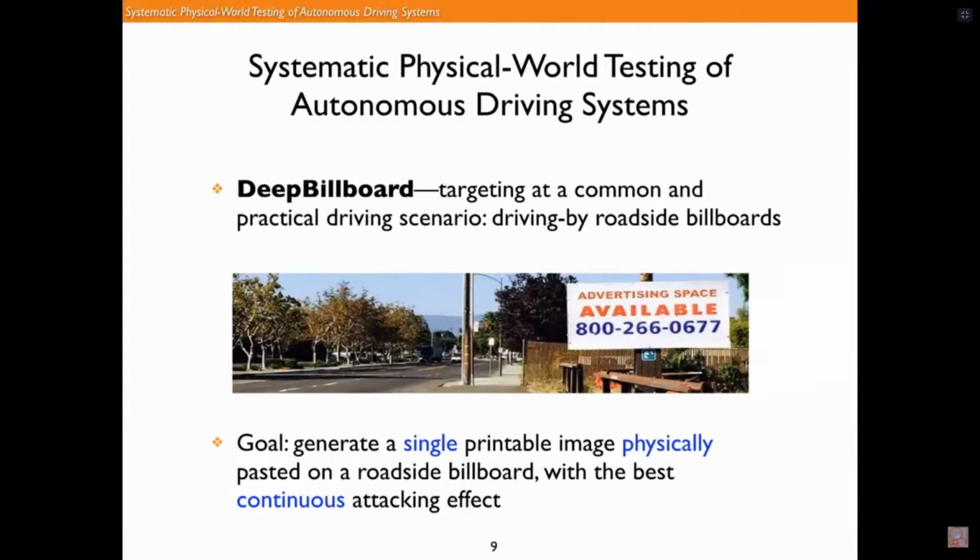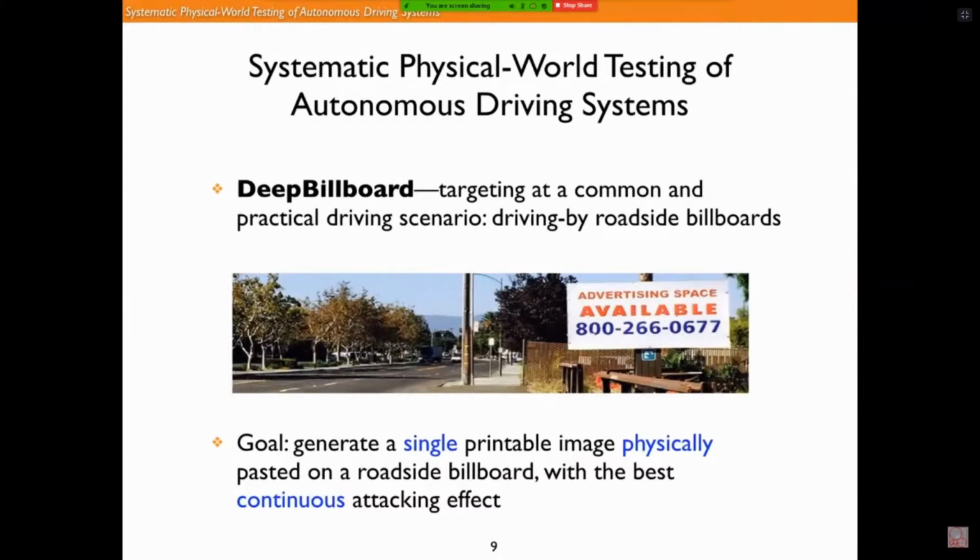An example is shown here. It's very common for us to see such advertising space available on the roadside, and we can just call the phone number, and then we rent this space, and we can put whatever contents or image onto this billboard. So the goal is definitely to generate a single printable image, which can be physically printed out and also pasted onto this roadside billboard target.